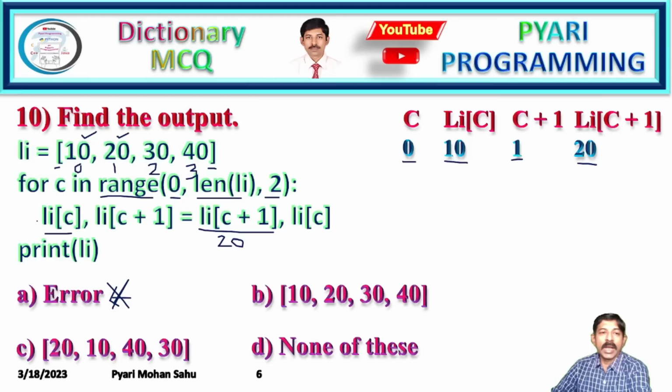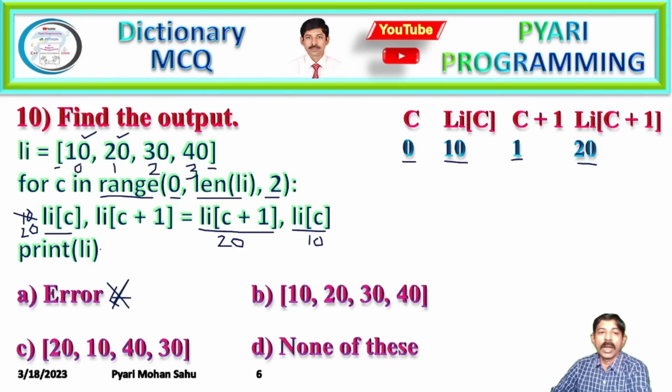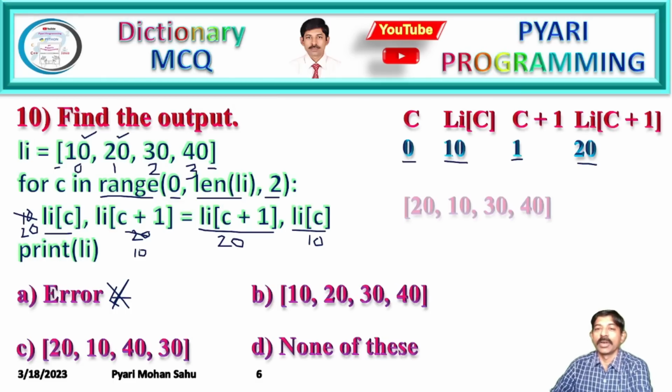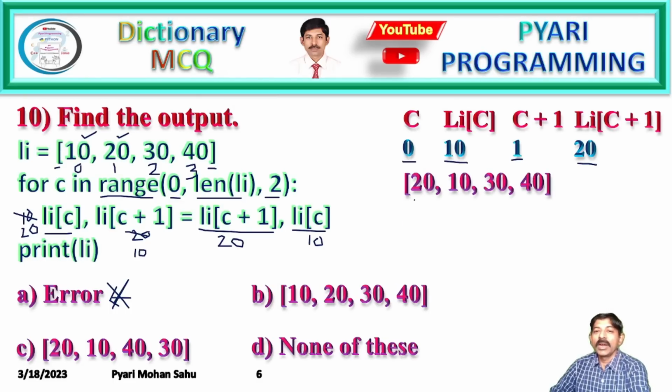What is li of c? li of c contains 10. So 10 will be replaced with 20 now. Now after that, li of c contains your 10. So this will be assigned to li of c plus 1. li of c plus 1 was 20. Now it is assigning 10 to it. Wow, it is doing a swapping operation. Yes, that's why 20 and 10, the first two values, are swapped.